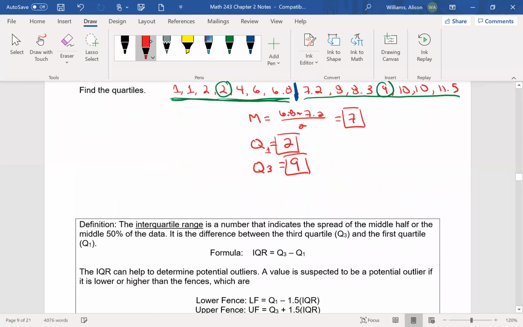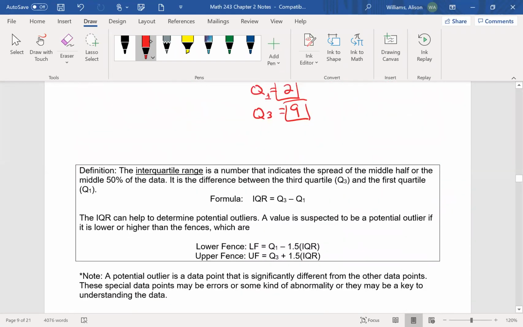All right, the interquartile range. The interquartile range is the difference between Q3 and Q1. It is the middle 50% of the data. So it's literally representing 50% of the data, but it's in the middle. The IQR is useful because it allows us to look at outliers.